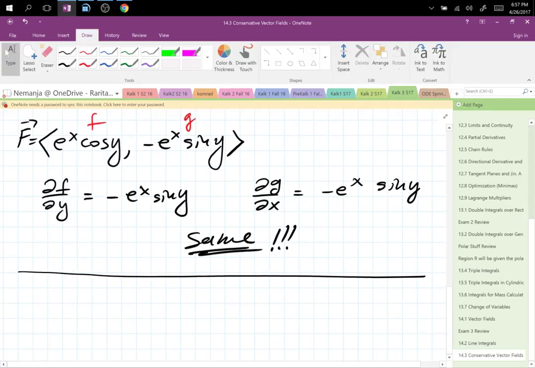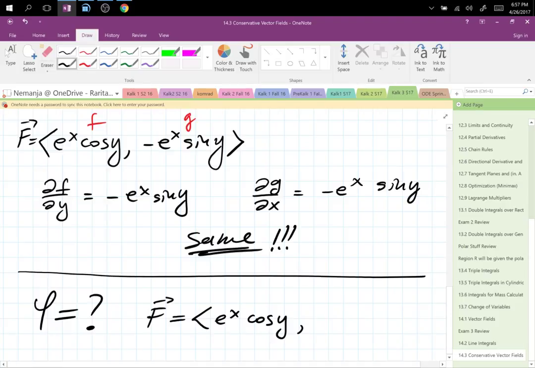So the $1 million question is now, and the most important part of everything: what is that ghost function, the potential function which generates this field? So my question is, what is phi? Because now I know it's conservative. Which phi will generate this?